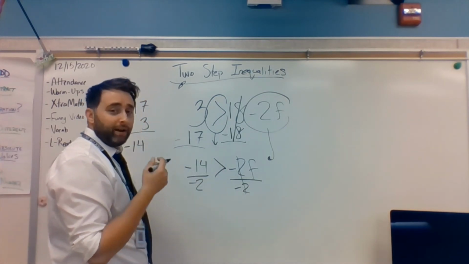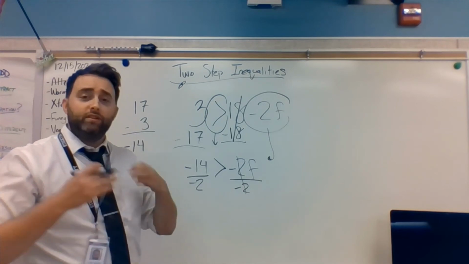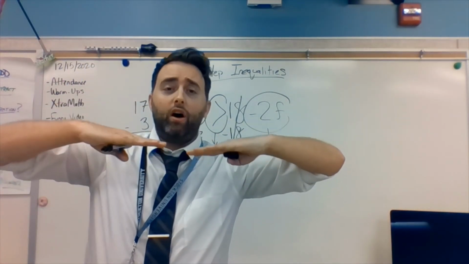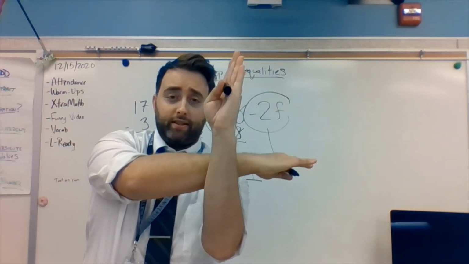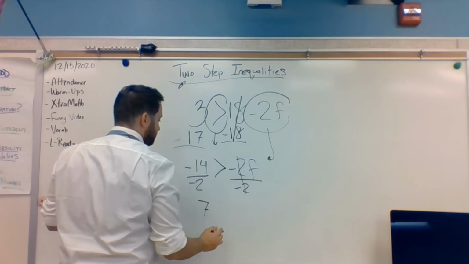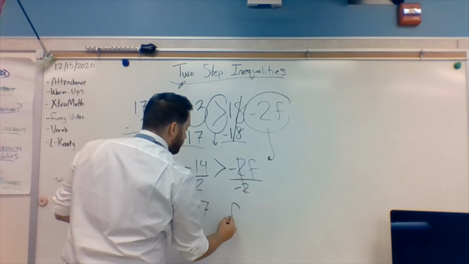Negative 14 divided by negative 2. A negative divided by a negative, a negative and a negative are going to come together and make a positive. So 14 divided by 2 is a positive 7. I'll bring down my sign.